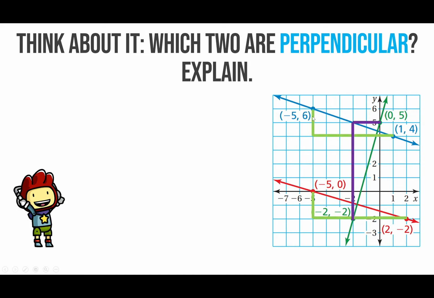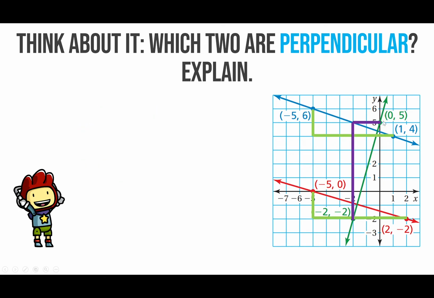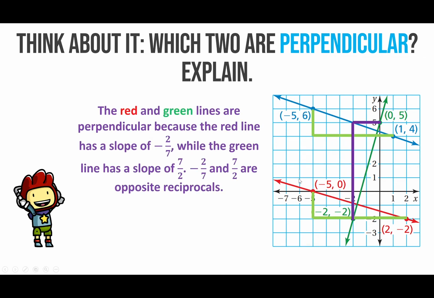So if I draw the slopes, you can see that this slope right here, the blue slope, is negative 2 over 6. So it goes down 2 and it goes across 6. Over here, the green slope is going to be 1, 2, 3, 4, 5, 6, 7, so 7 over 2. And this red one goes down 2 over 7, so negative 2 over 7. So you can see that the red and green are opposite reciprocals to each other.